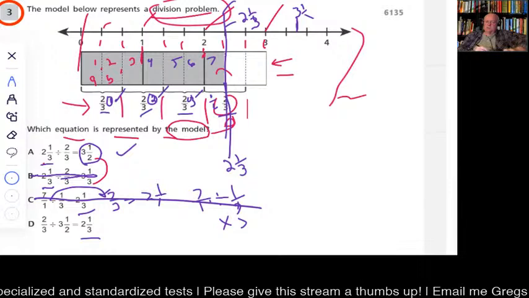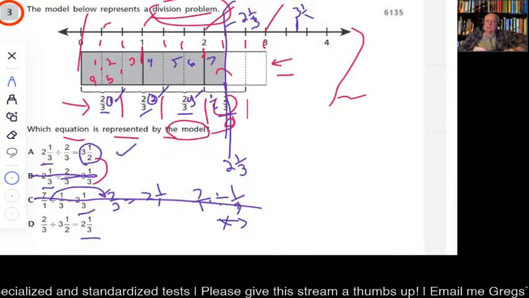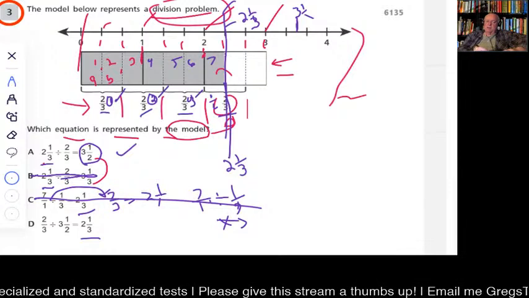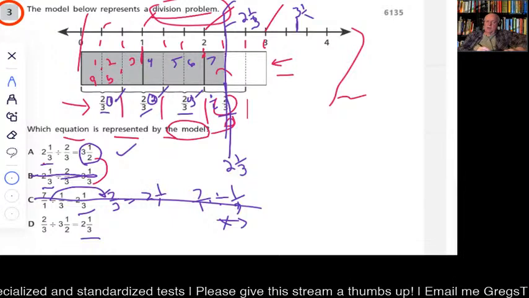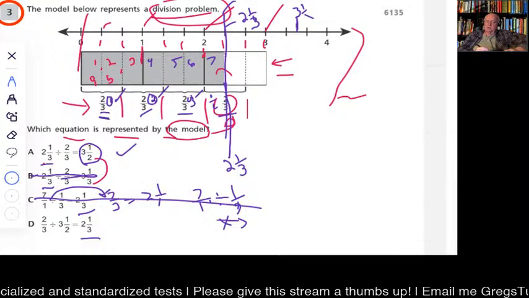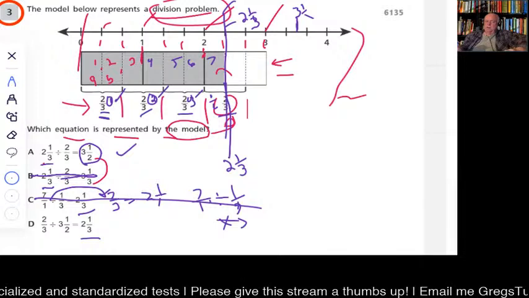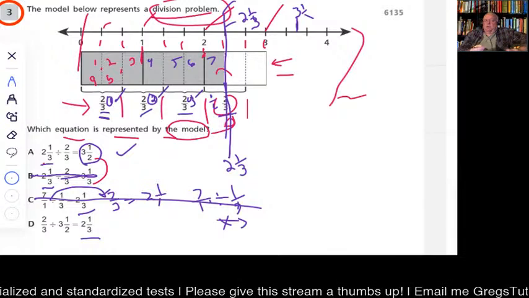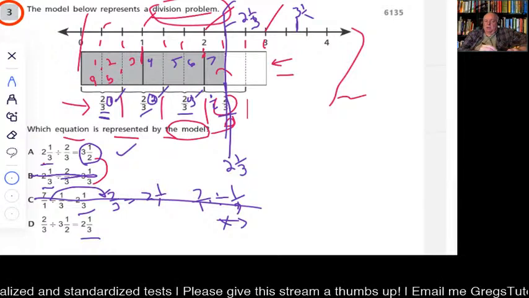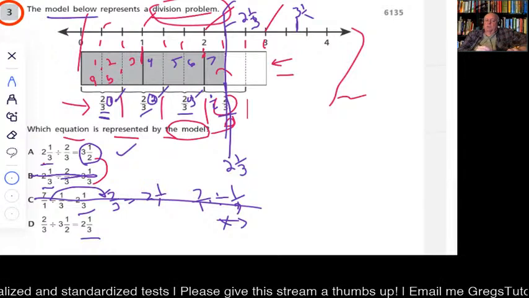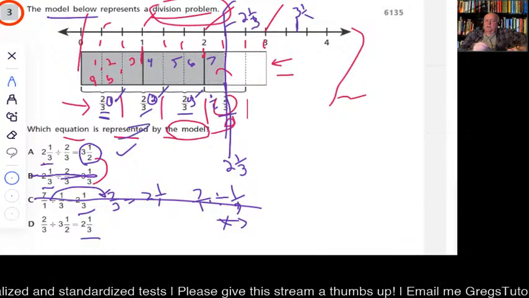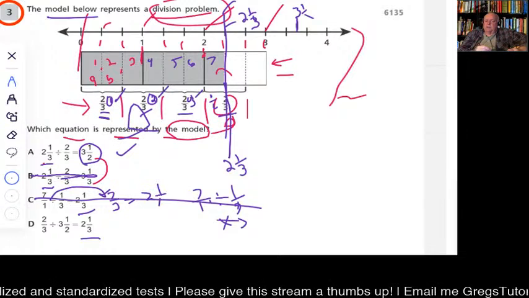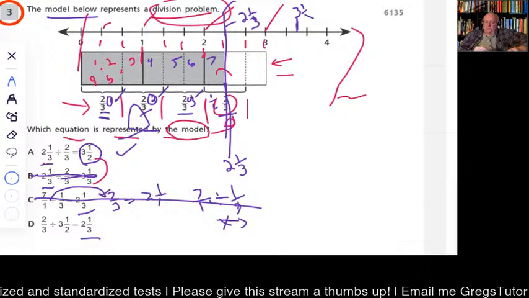It's also wrong because we're not taking 7 things and dividing them by thirds. We're trying to divide them by 2/3. So 7 is wrong numerically, and it's also wrong conceptually. And that's what they're shooting for here. When they say the model below, this is a concept, which is represented by the model, which conceptually maps what's going on here. So C is wrong twice.